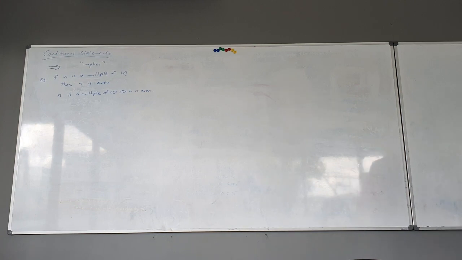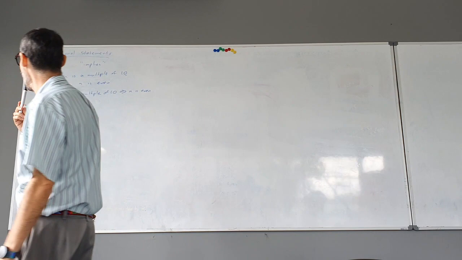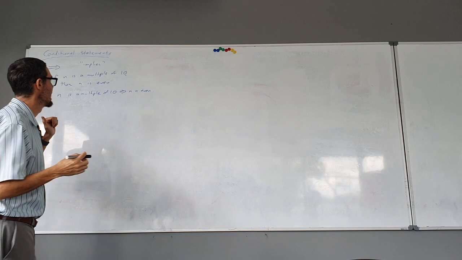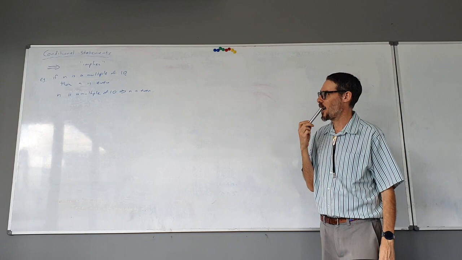Let's talk about conditionals. We're going to use implies and implication and if things to work out some truths and falsehoods. The symbol is just an arrow.